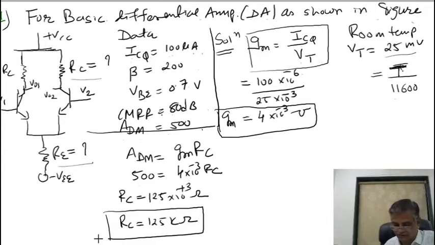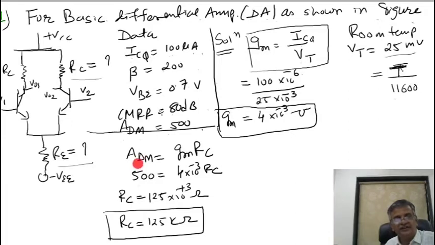Listen again. First step, what did I do? Gm. What is Gm? Current upon voltage. Which current? Quiescent condition current. What is the voltage? Thermal voltage. How much? 25. So why have you taken 25? The reason is that I am doing this at room temperature. At room temperature Vt is 25 millivolt. You can see from this, already we did in the first lecture or second lecture. So by putting this value here, you will get the value of transconductance Gm.